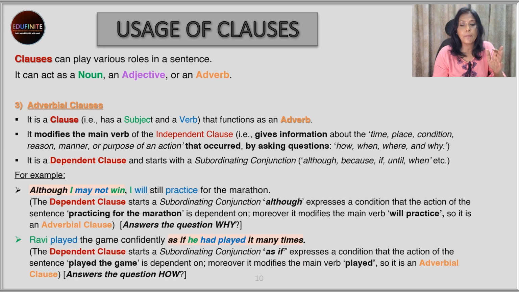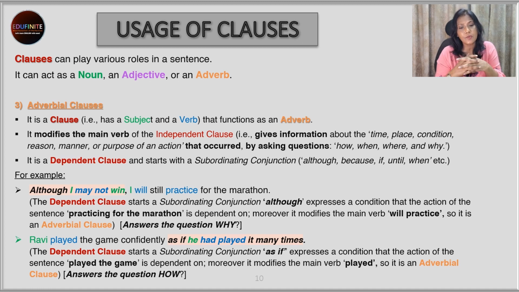Next. Ravi played the game confidently as if he had played it many times. So, what is happening over here? As if he had played it many times. So, it's a new game, maybe a video game or something, and he's playing like a pro. He's doing everything right and is scoring marks. So, it looks as if, though it's a new game, he had played it many times. It's seeming that way. So over here what is happening?